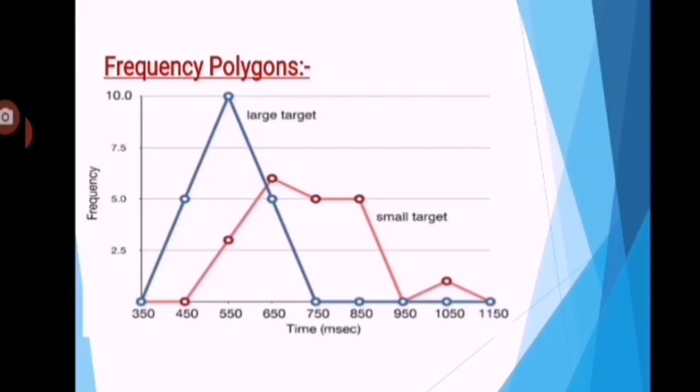Next we see the slide of the frequency polygon graph. The x-axis is below and the y-axis is frequency, shown for large target and small target. This is identified as a frequency polygon. The higher point and smaller point are easily identified in the frequency polygon.